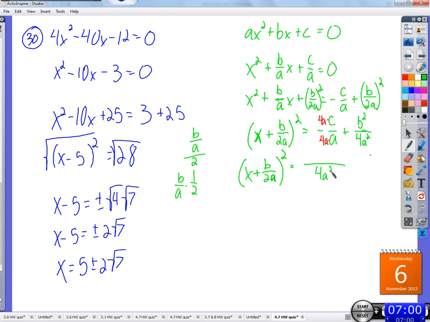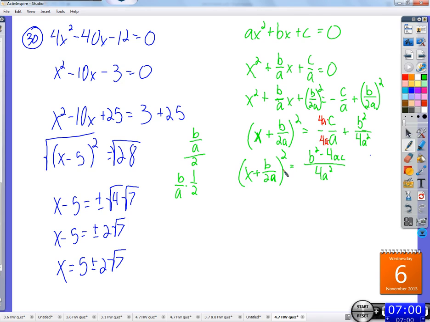4a squared. What do we get in the numerator? 4ac plus b squared. Okay, it's negative though, isn't it? Yeah. So how about if we write it this way, just so we don't have a negative plus, negative 4ac? How about if we write b squared minus 4ac? That's good. Neater? We like it. Okay.